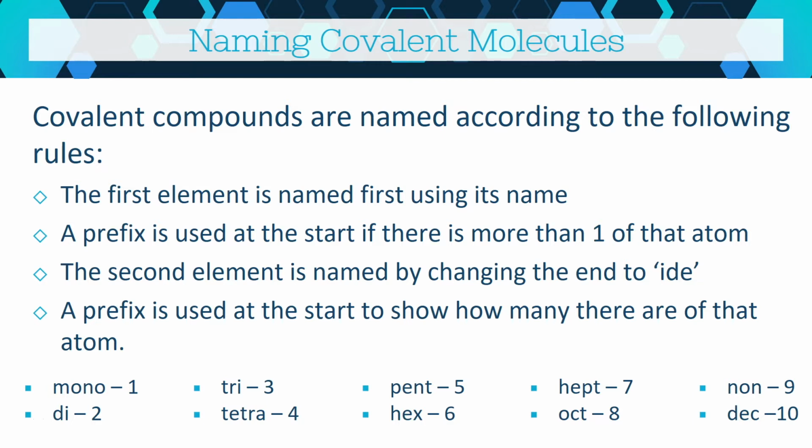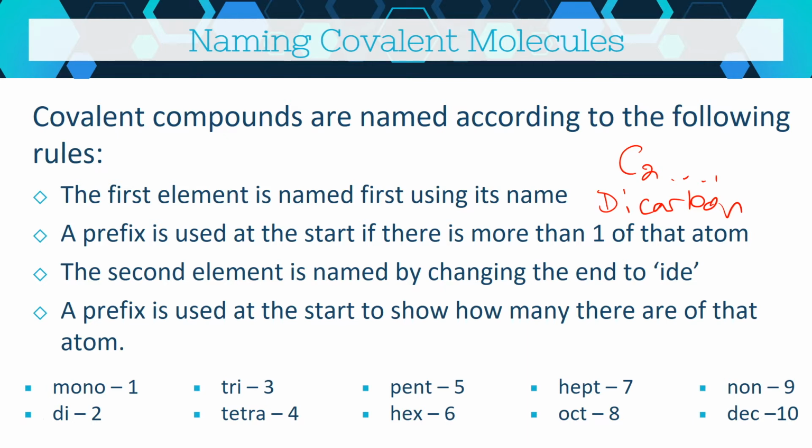So if I had a molecule that was C3 something something something, then I would have to say tricarbon, because I have more than one of those. And I can look down the bottom here and see mono is 1, di is 2, tri is 3, tetra is 4, pent is 5, hex is 6, hept is 7, oct is 8, non is 9, and dec is 10. They do go higher, but those are the only ones we're going to cover in this lesson. So that's what you do for the first element.